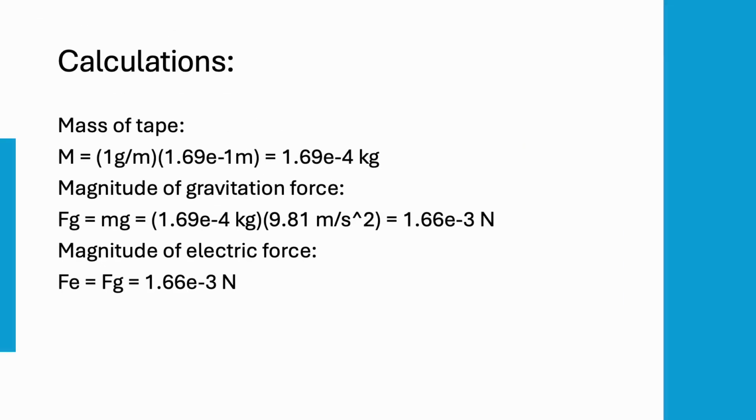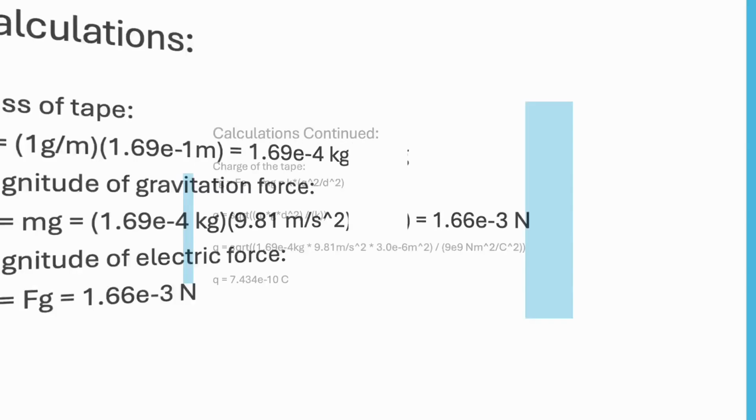Using the surface density of the tape and the area of the tape, I was able to calculate its mass, 0.169 grams. Using F equals mg, I was able to calculate the magnitude of the gravitational force to be 1.66 times 10 to the negative 3 newtons. Since the floating tape was in equilibrium, the electric force had to equal the gravitational force, and was therefore also 1.66 times 10 to the negative 3 newtons.